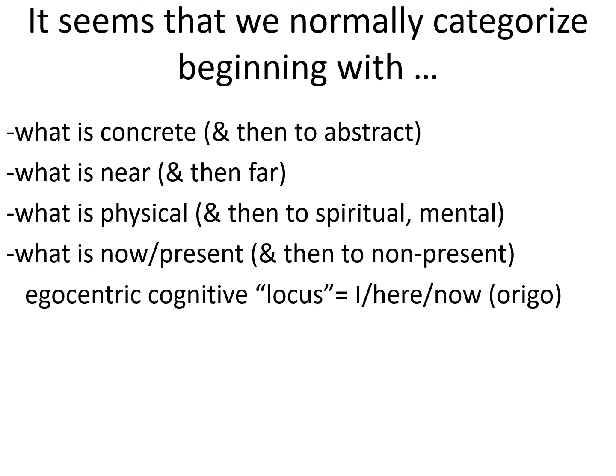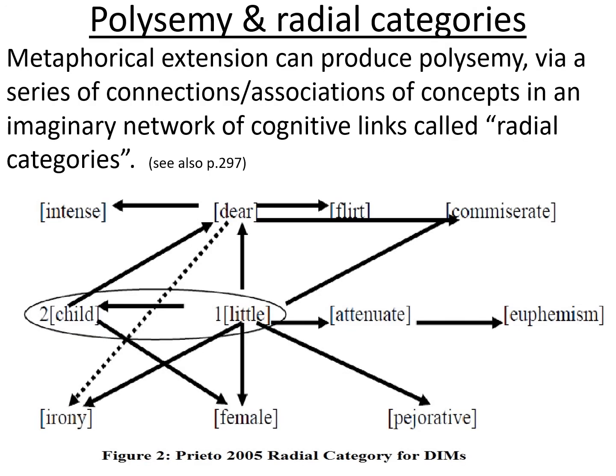What is now and here, to whatever is later, and then. Remember, we are very egocentric people. We are selfish. We start with us, our locus, our place, the I, the here, the now, or the origo point, as we mentioned before.